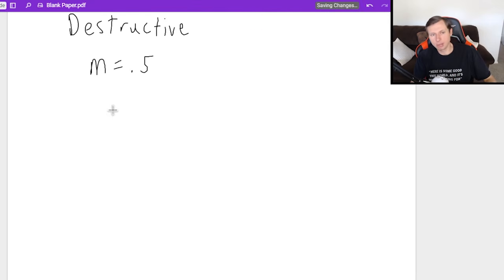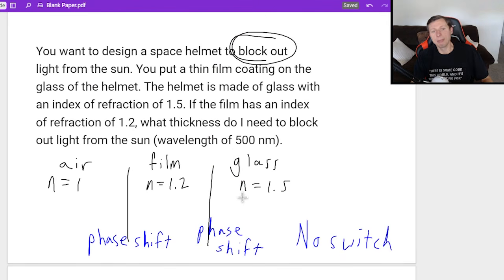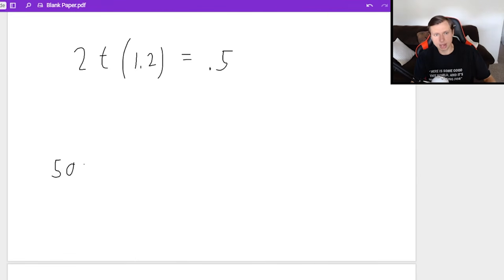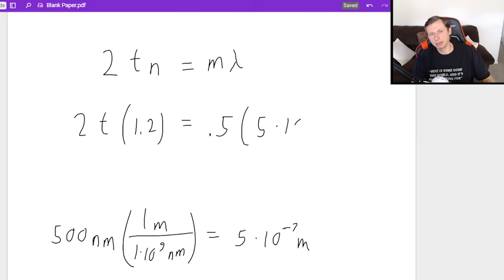So now, again, when I plug in my equation, 2Tn equals m times lambda, I'm solving for thickness, which we normally do. n is the index of refraction of the film, which is 1.2, equals m, which is 0.5, and then this time lambda is 500 nanometers, but I do have to convert nanometers to meters. That's very important. So let's think about that real quick. 500 nanometers, I do some dimensional analysis. There are 1 times 10 to the 9th nanometers in 1 meter, so I'm dividing by 10 to the 9th, and that will give me 5 times 10 to the minus 7th meters. So that's what I'm going to multiply by right there.